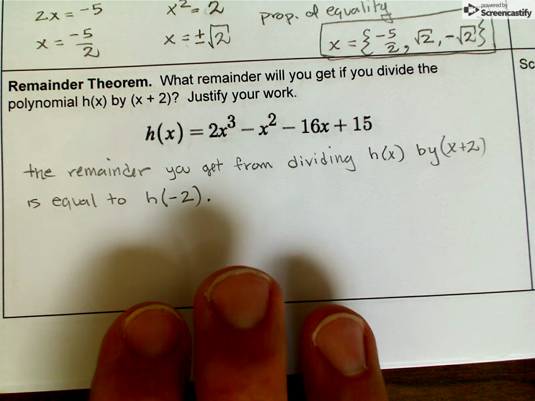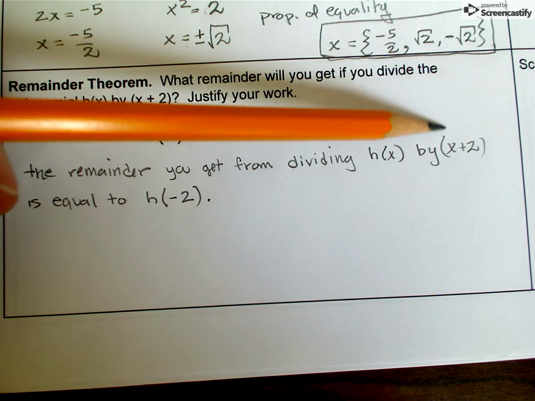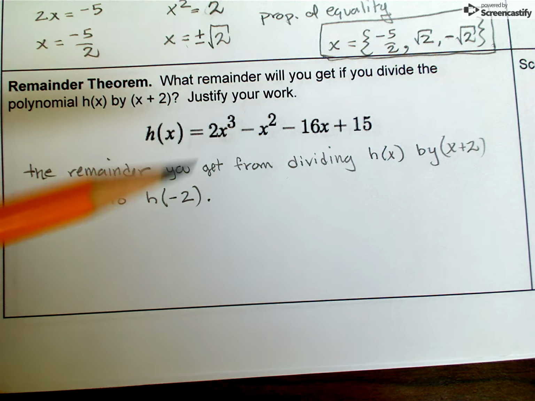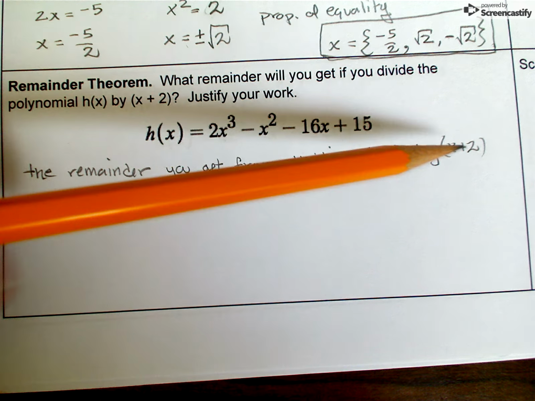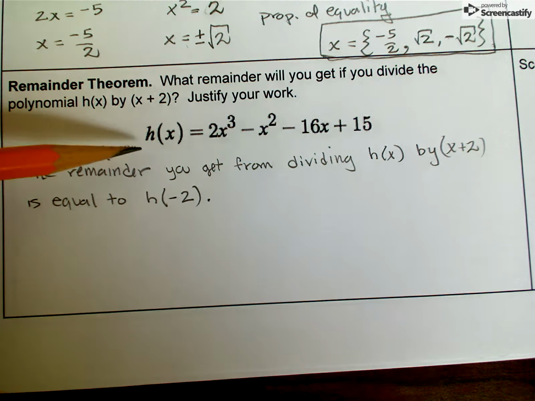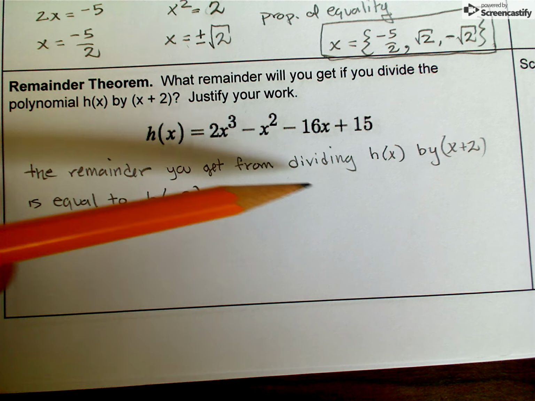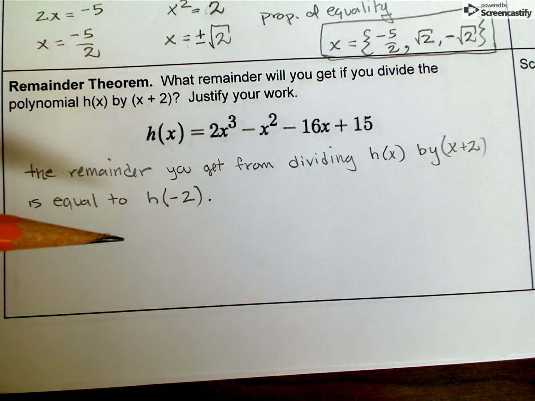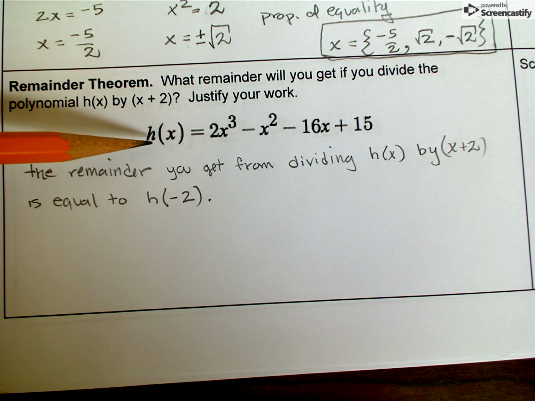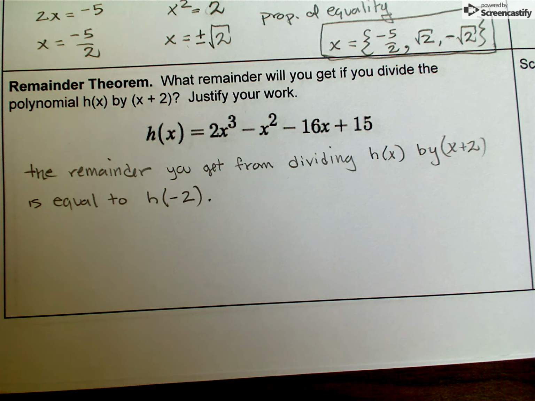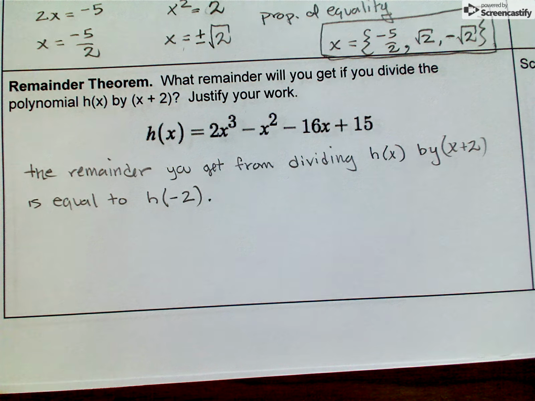So to be clear, the value of x that makes this expression 0, which is negative 2, if I take that value and I plug it into the function h, then whatever I get from that will give me the actual remainder of this division without actually having to go through and do the division. That's the whole point of the remainder theorem.